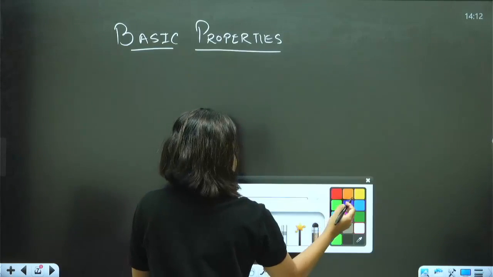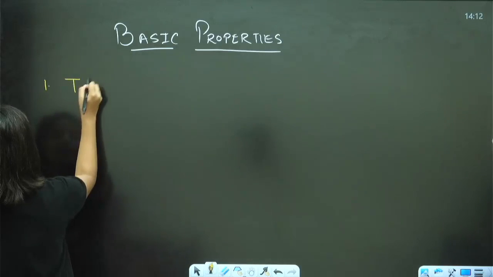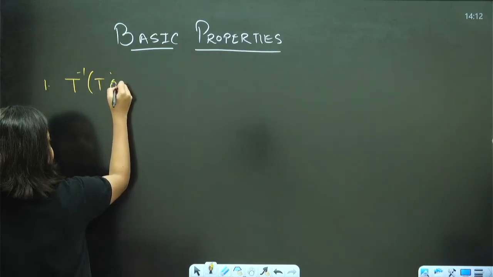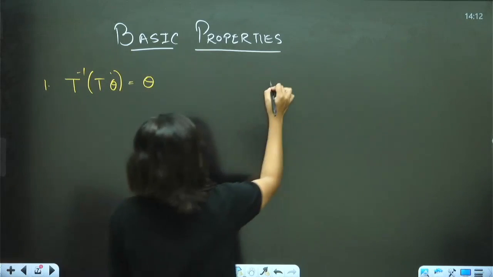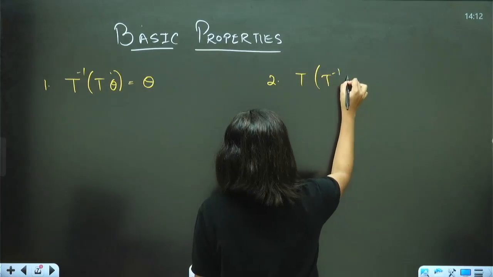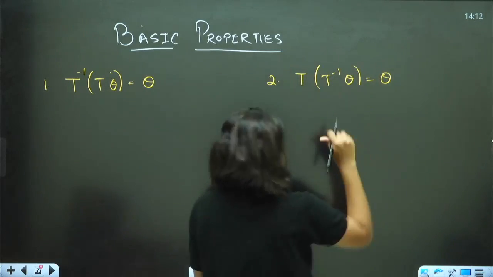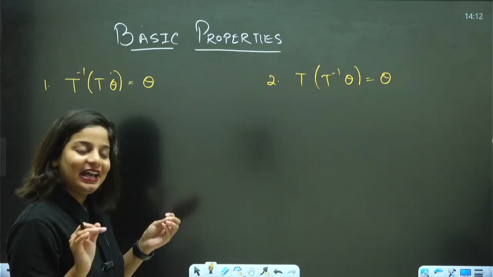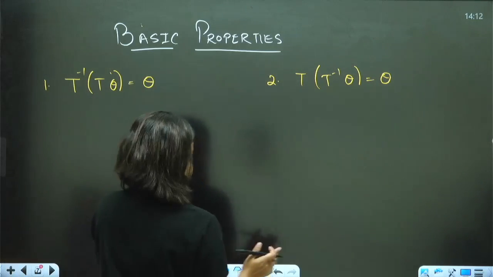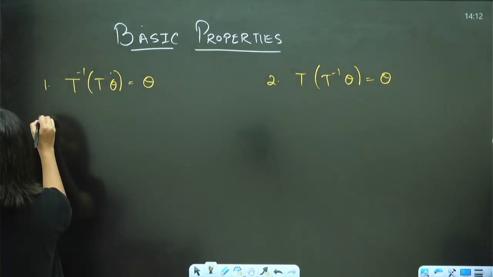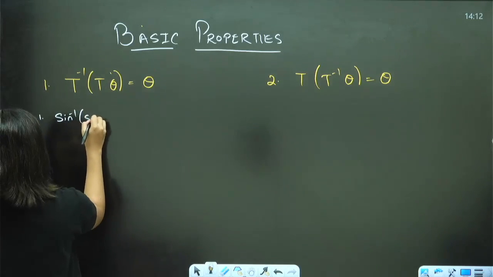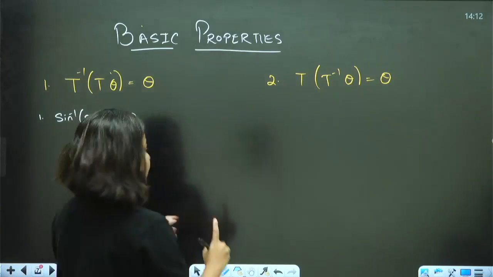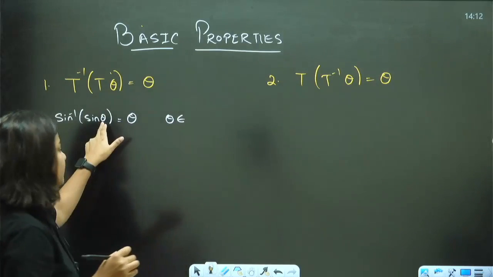The two basic properties are, first one, T inverse of T theta will be equal to theta, and the second is T of T inverse theta is equal to theta. Couldn't understand? Alright, I'll take an example. The first thing, for example, you have sine inverse of sine theta. Sine inverse sine will cancel up to give you theta, provided theta belongs to the domain of sine.